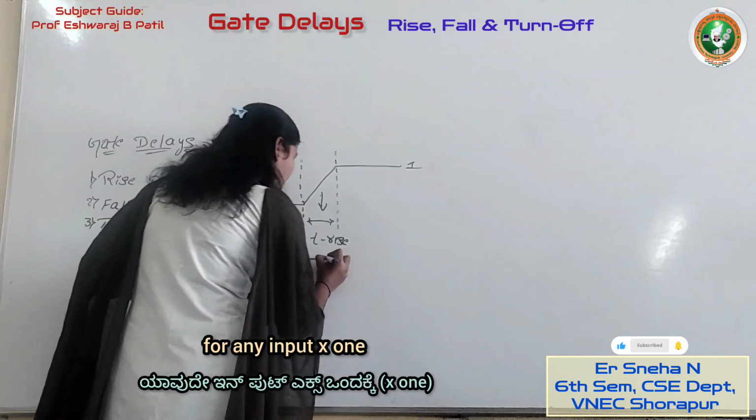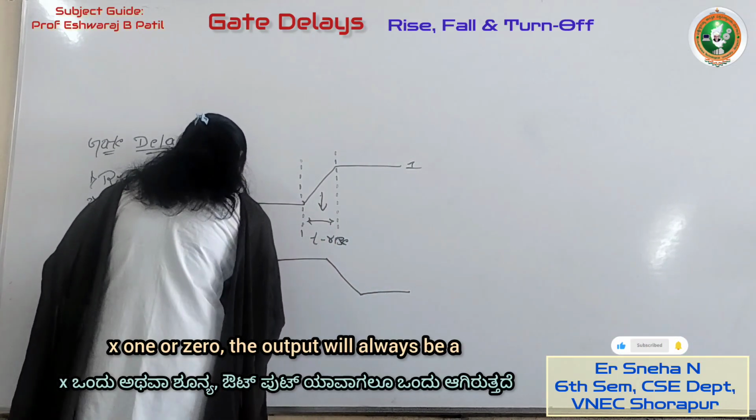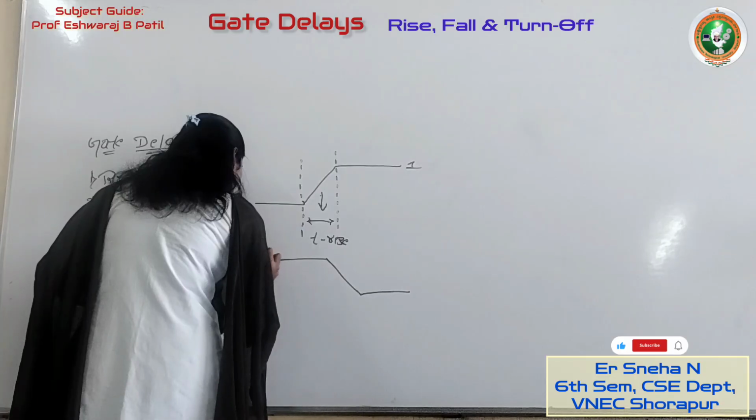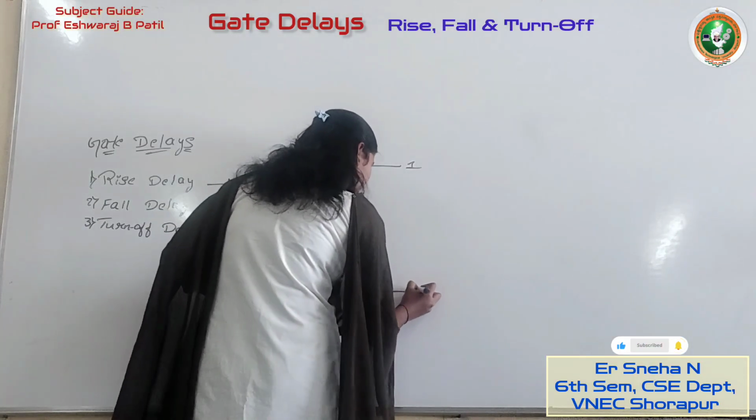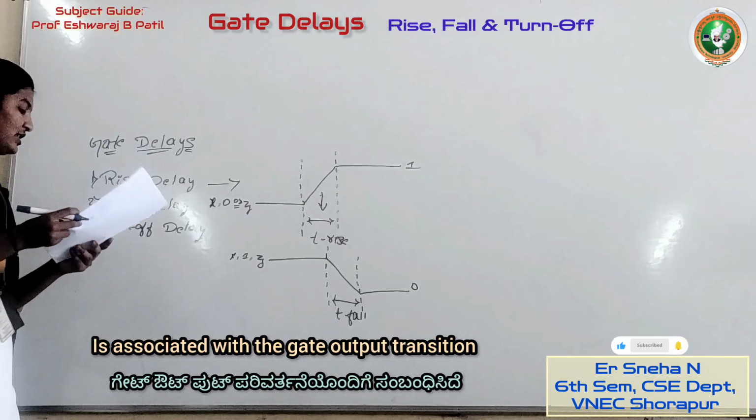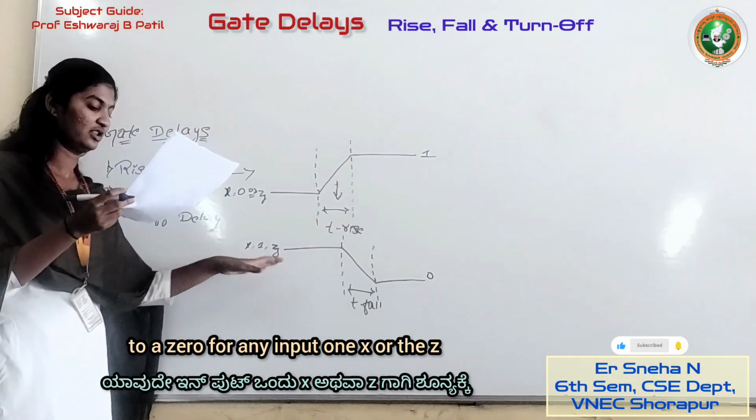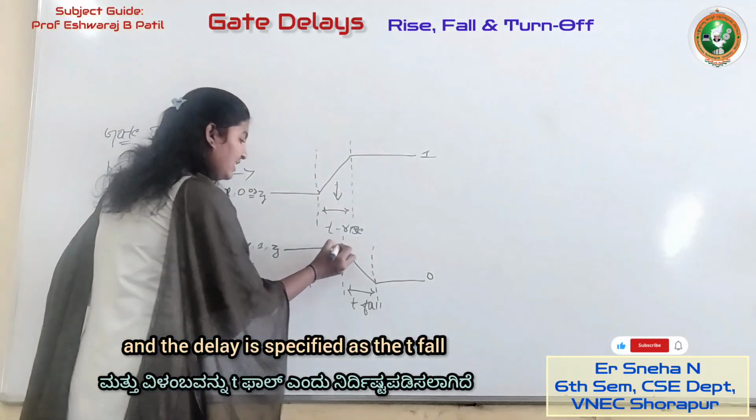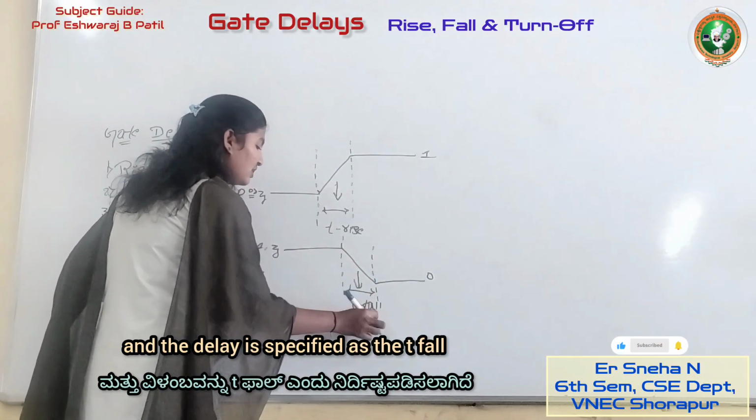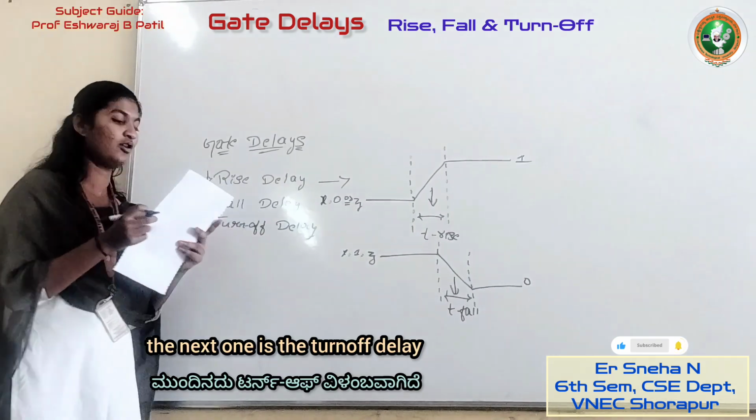For any input X, 1 or 0, the output will always be a 0. Fall delay is associated with the gate output transition to a 0 for any input 1, X or Z, and the delay is specified as T fall. The next one is the turn off delay.